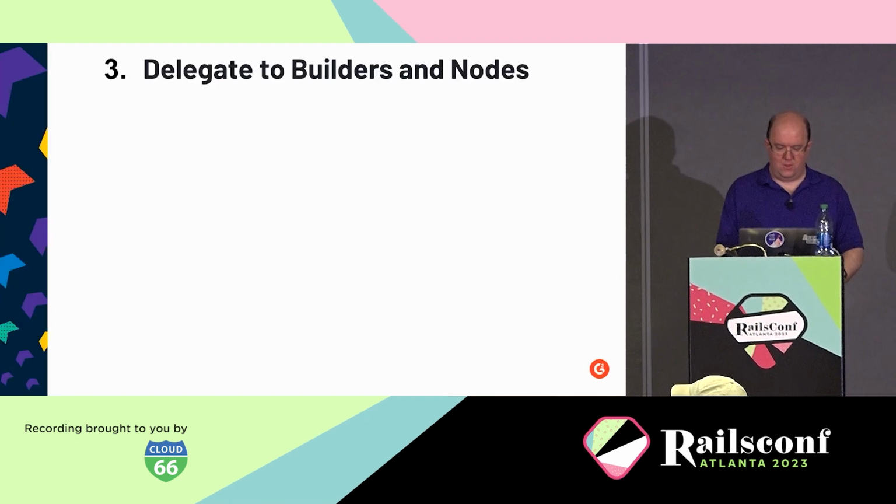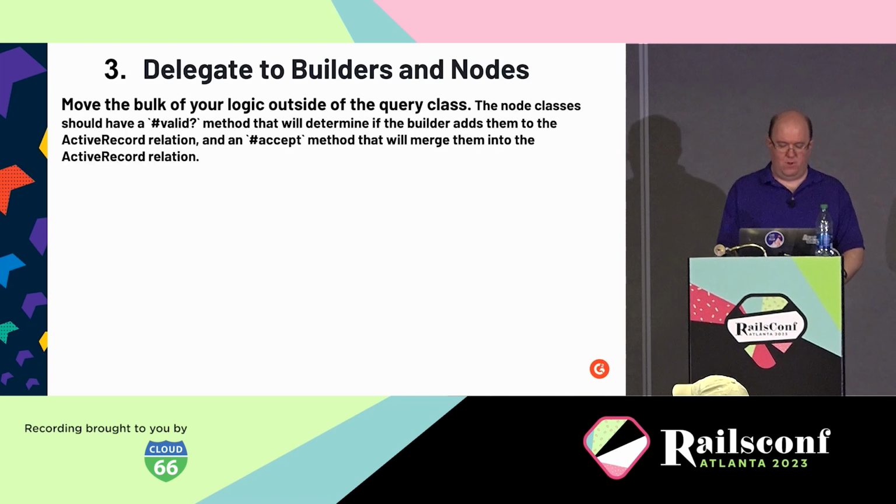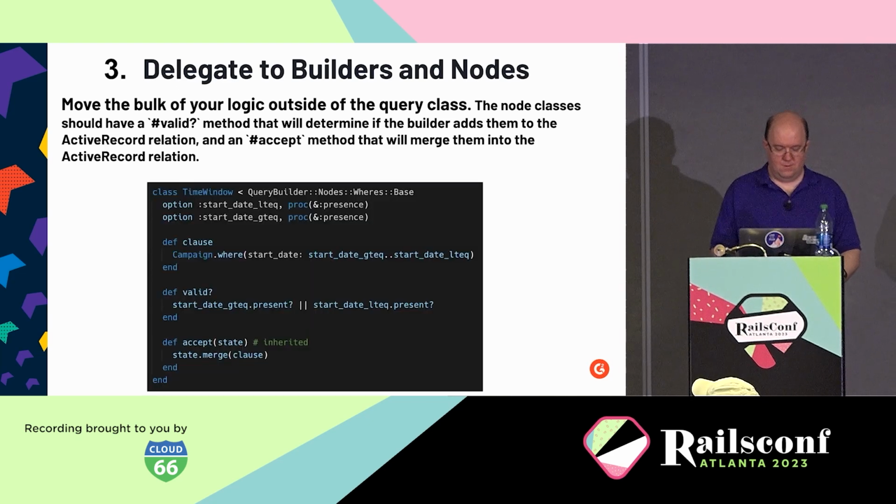Finally, you want to delegate to your builders and nodes. So you want to move the bulk of your logic outside of the query class. The node classes should have a valid method that will determine if the builder adds them to the ActiveRecord relation, and an accept method that will merge them into the ActiveRecord relation. Nice example here. This is from a different table, campaigns. You might have filters for the user to look for different start dates of a campaign. And this node will determine if it's valid or not if one of those filters are present. If it is, it'll introduce the where clause.